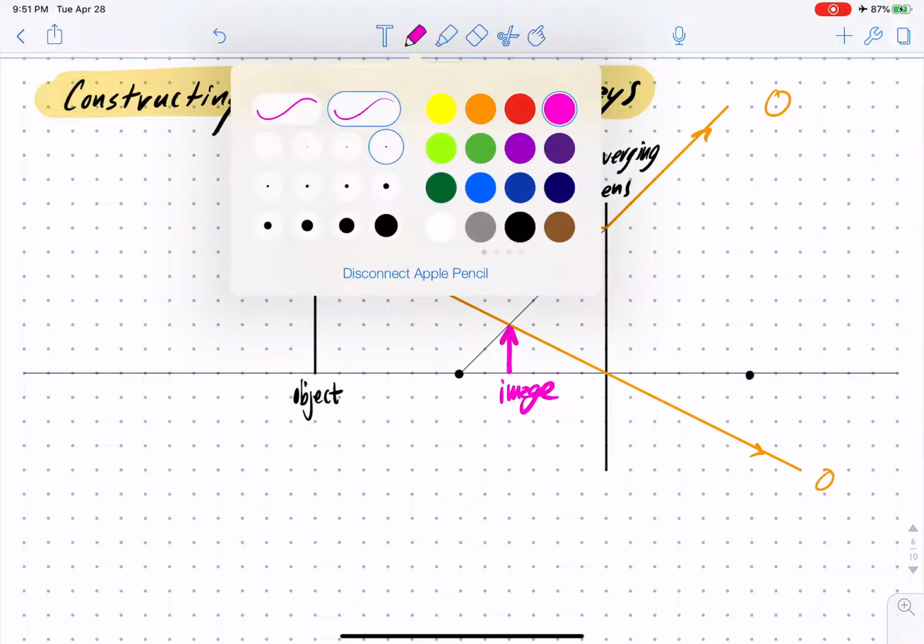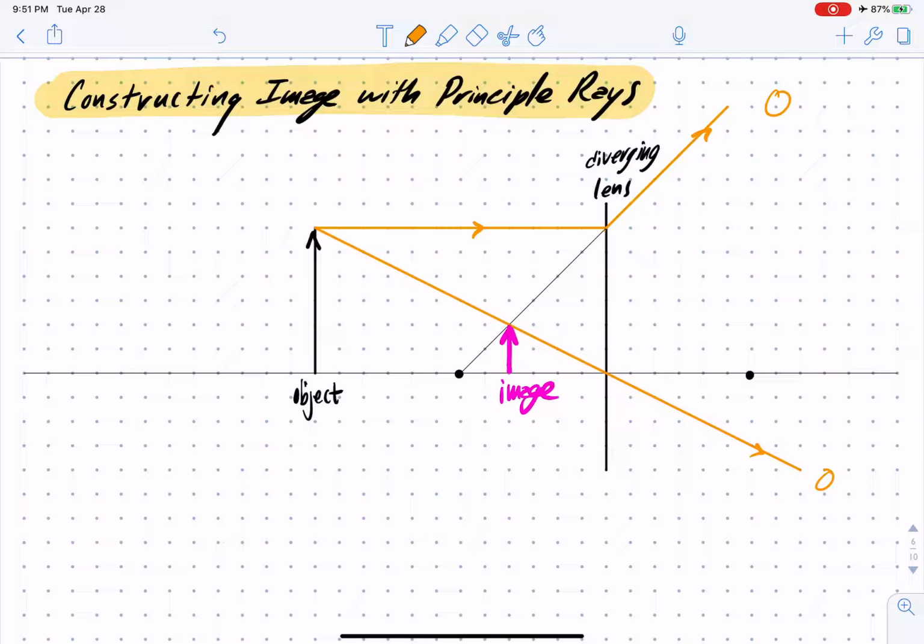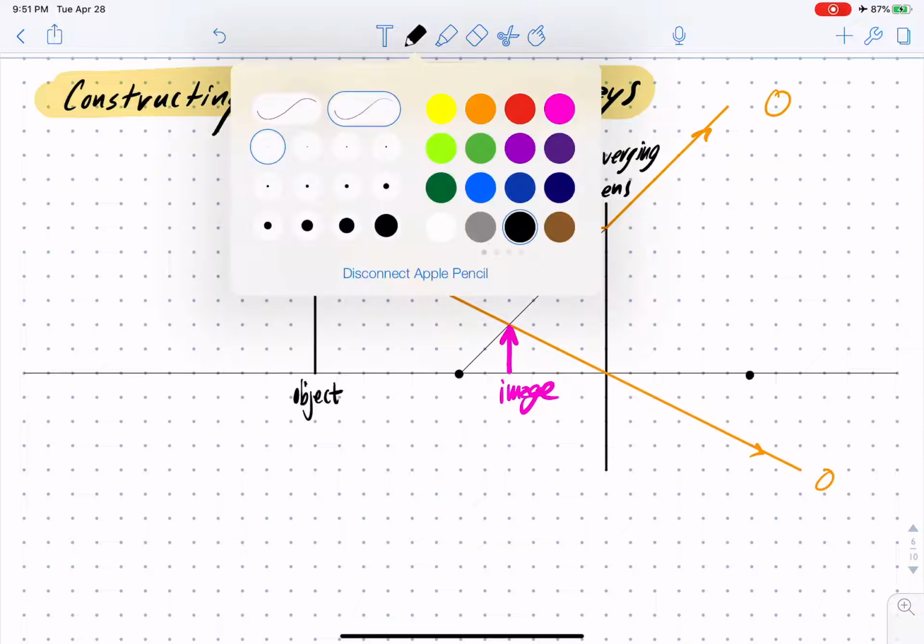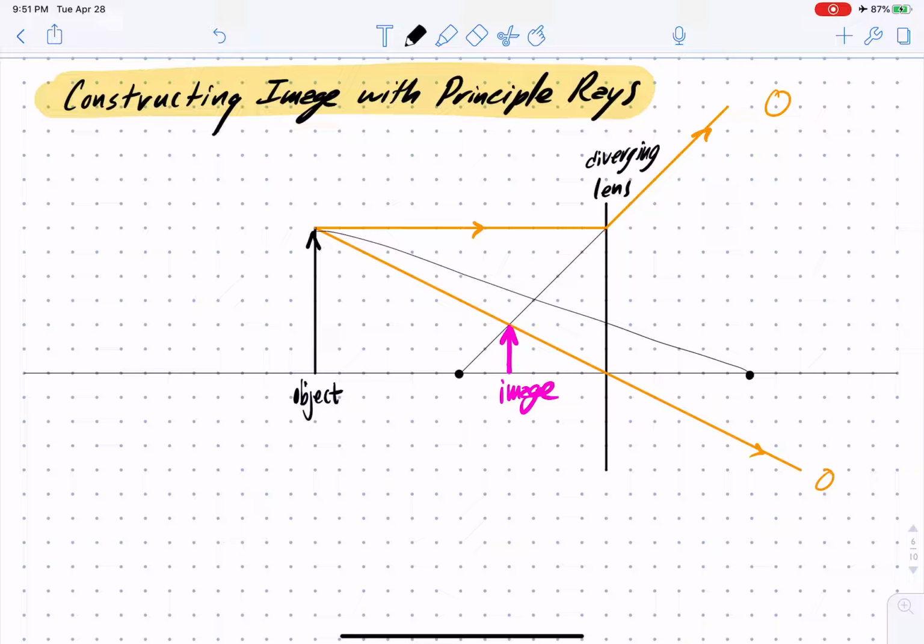Let's go ahead and add the third principal ray just for good measure. So we do the same thing. We add a guideline first. We go from here towards the far focal point. Then we follow that until we hit the lens, and then we go out parallel. And then, sure enough, if we follow that backwards also, it goes back to there.